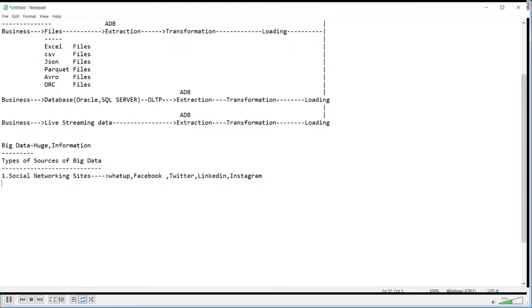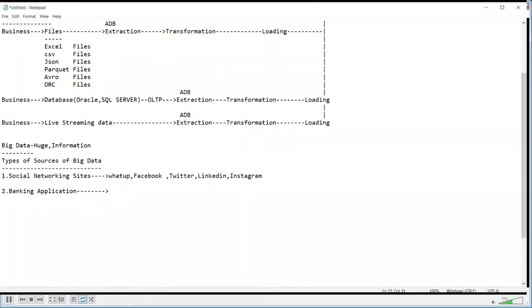Getting my point? Next after this, guys, you have the second source. So what is the second source? We can say the second source is the banking application. Across the globe, banking applications are considered as a major source of getting the big data.